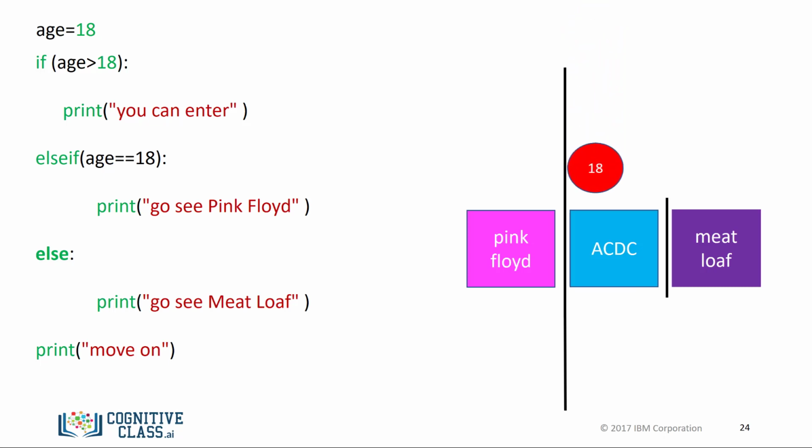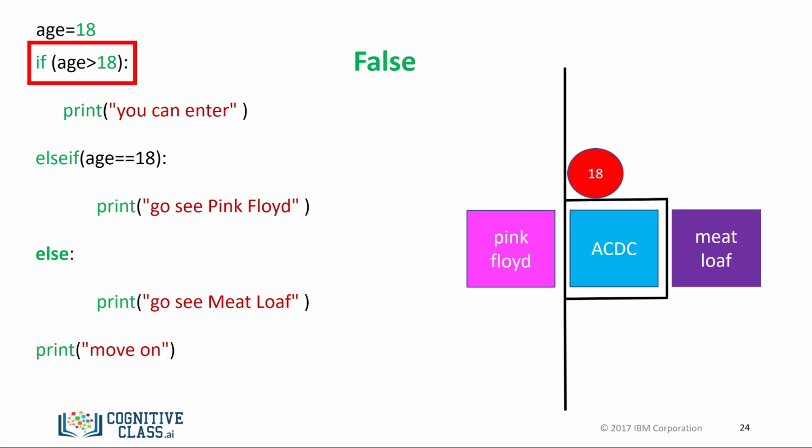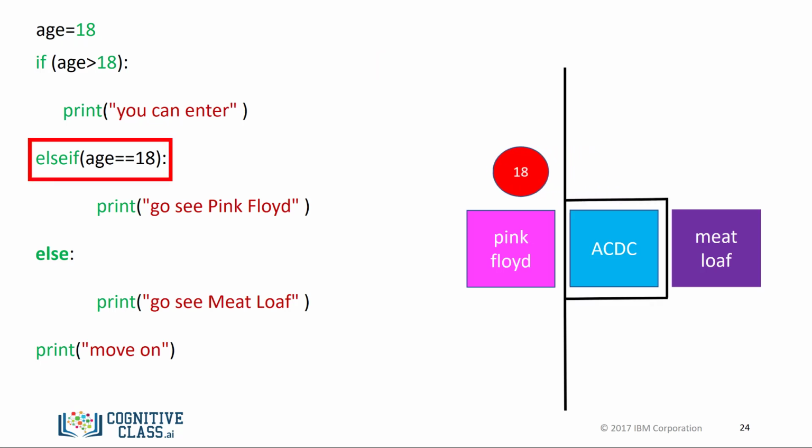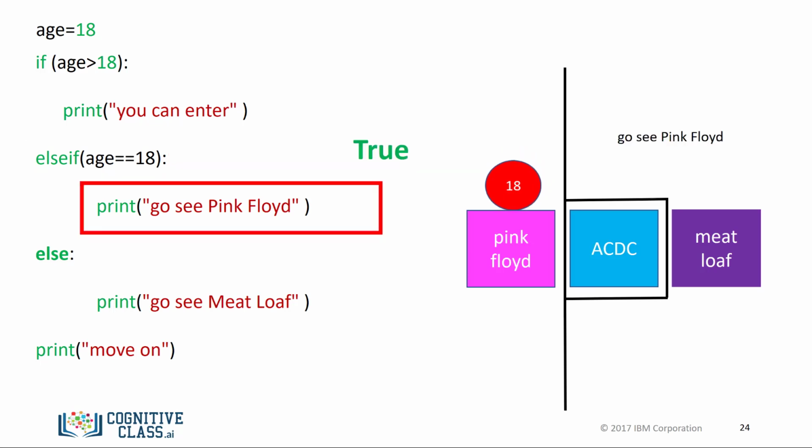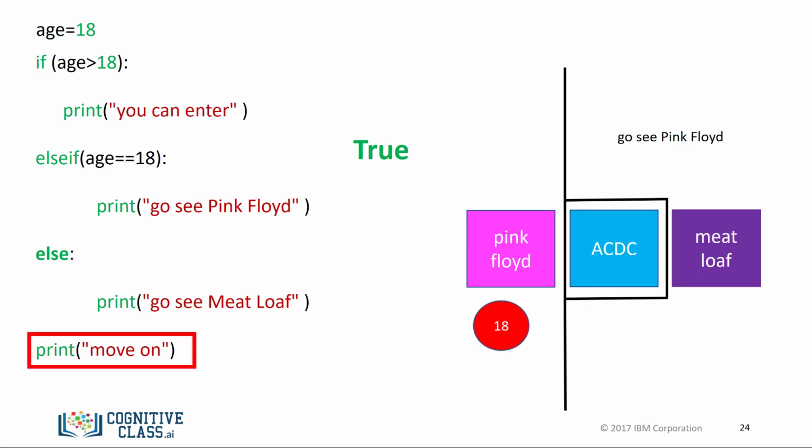An 18-year-old enters. They are not older than 18 years of age. Therefore, the condition is false. So the condition of the else if statement is checked. The condition is true. So then we would print "go see Pink Floyd." Then we would move on, as before.